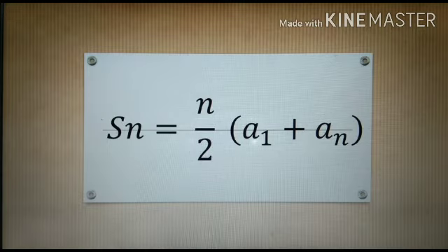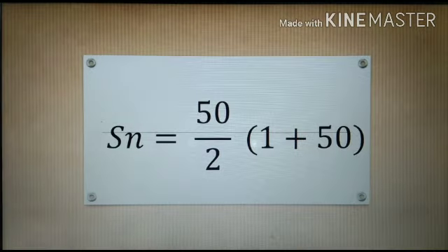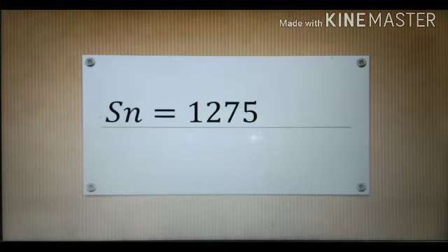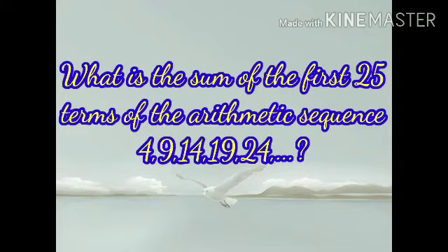Since we're looking for the sum of integers from 1 to 50, the number of terms is equal to 50. So, we have S of n is equal to 50 over 2 times the quantity of 1 plus 50. And 50 over 2 is equal to 25, and 50 plus 1 is 51. So 25 times 51 is equal to 1,275. So the sum of the integers from 1 to 50 is 1,275.